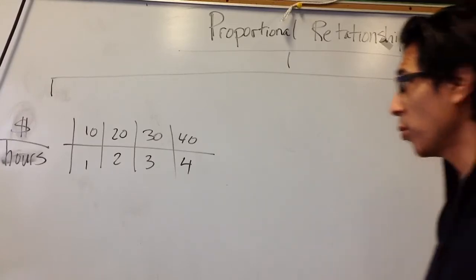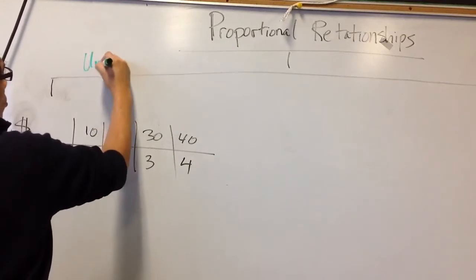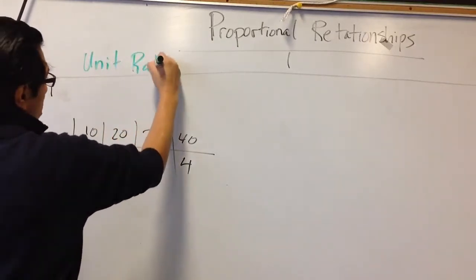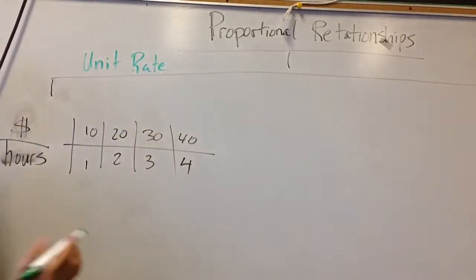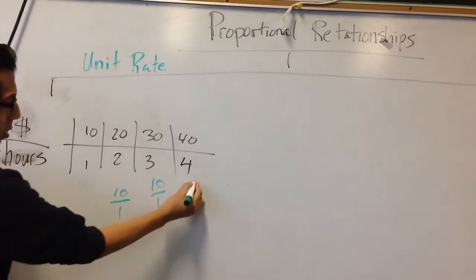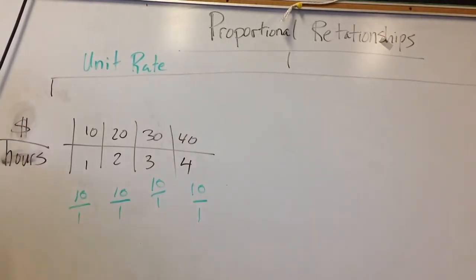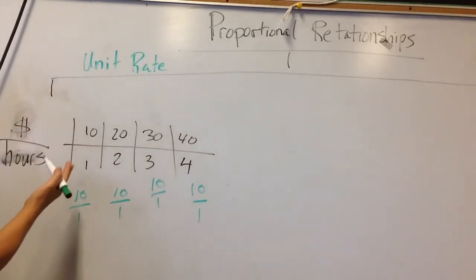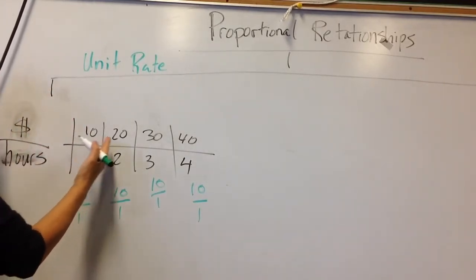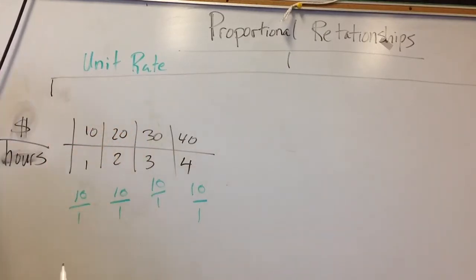And so the first way we talked about was unit rates, right? You could simplify all these down to a denominator of 1 to prove it, right? So all these simplify down to 10 over 1, 10 over 1, 10 over 1. And that proved that these rates are proportional. They're all equal if you simplify them down.